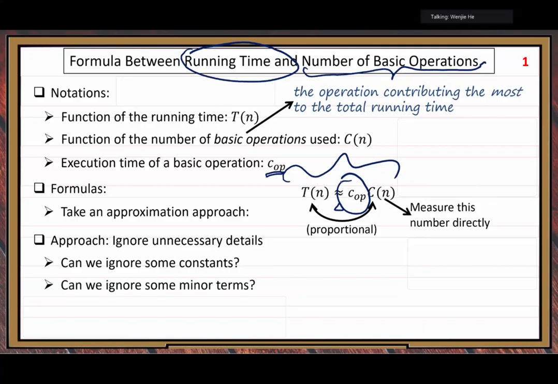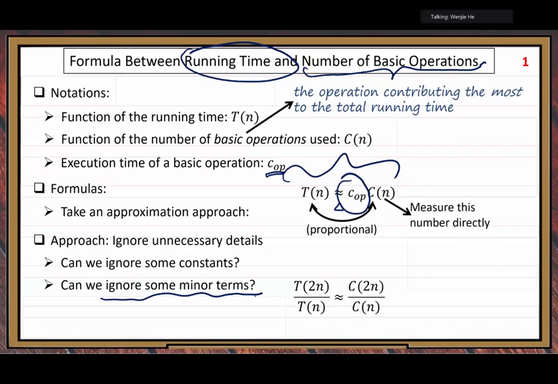Another thing. Remember, in a function, there are many terms. Some terms are major terms. Some terms are minor terms. Another way to simplify a function is to ignore some minor terms.